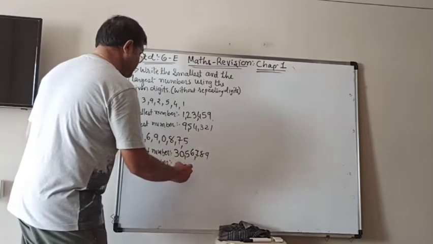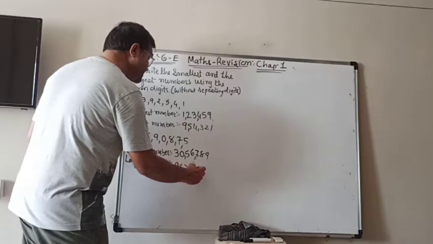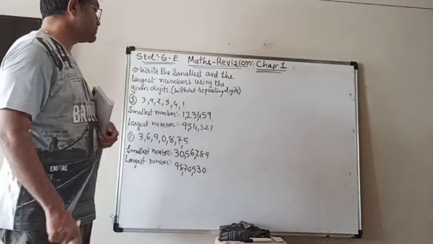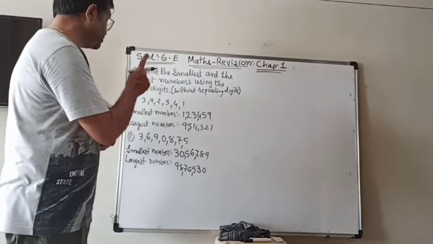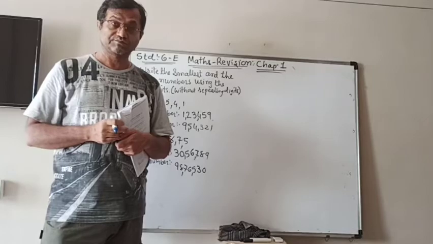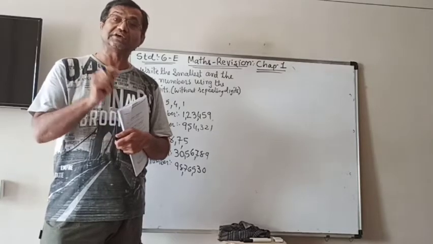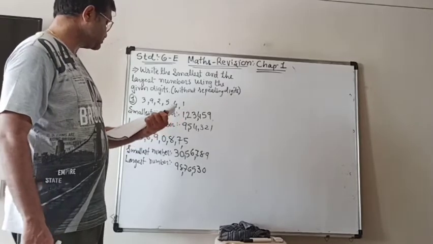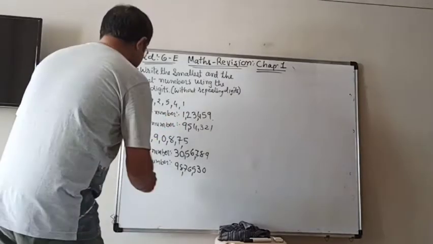So 9876530. That is the very, very most important thing that you must remember: when there is a zero amongst the digits, you can't write it down at the beginning, but you have to write it down at the last. Let's take another one.